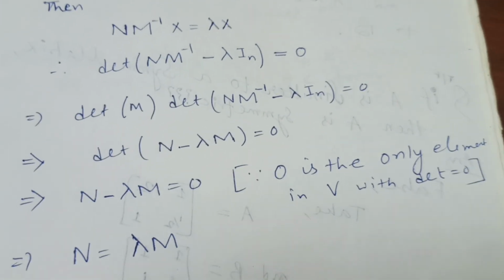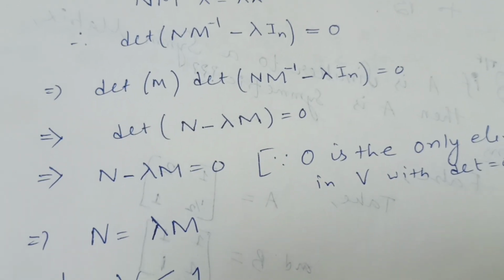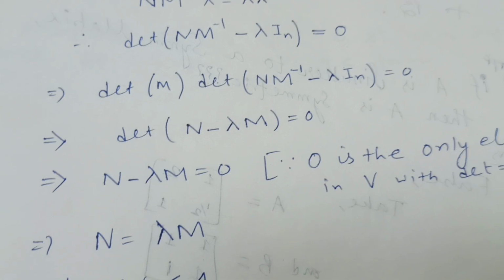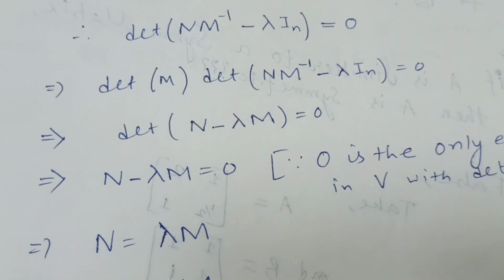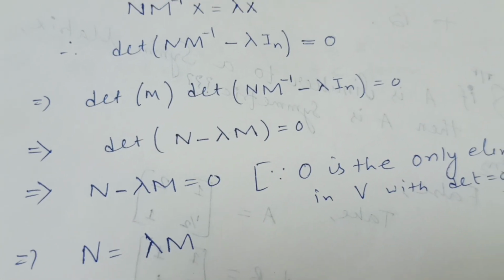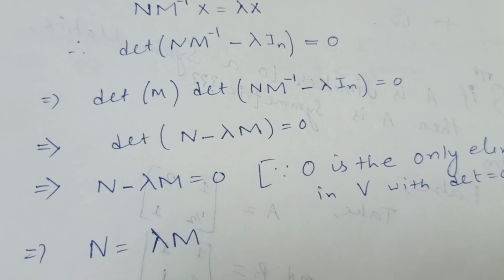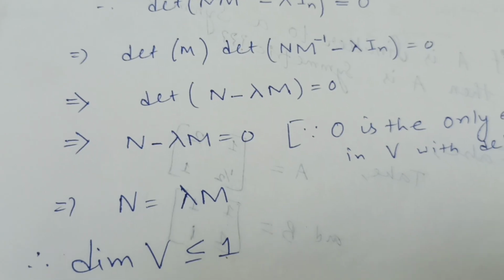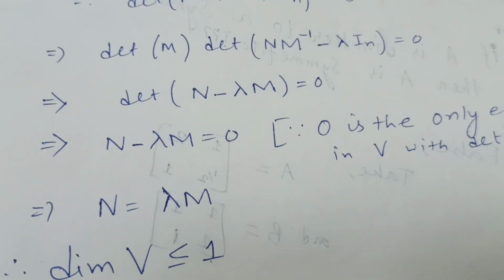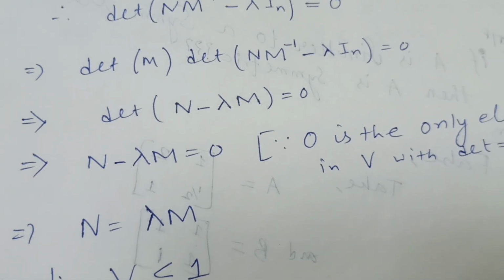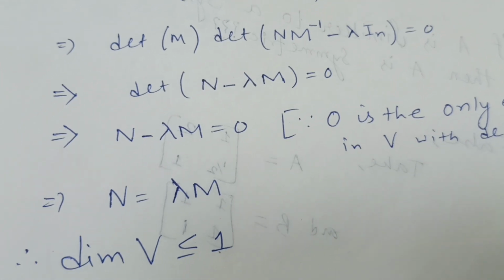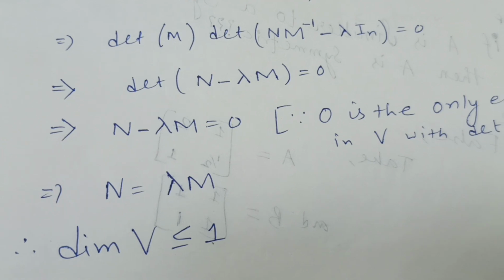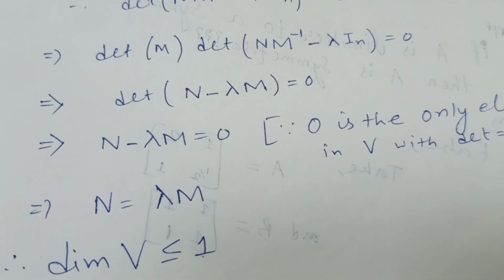So we got that if we choose any two elements from V, then I can write one as a scalar times some other matrix. So every element can be written as a linear combination of that one. That's why the dimension is 1, that is, the dimension is less than or equal to 1.